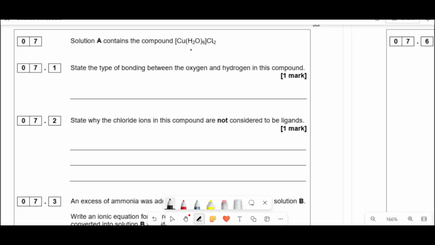Solution A contains this compound CuH2O6Cl2 and says state the type of bonding between the oxygen and hydrogen. A lot of people just misread this and went straight for dative covalent or coordinate. It's between the oxygen and hydrogen, which is an H2O, so it's actually just straight up normal covalent.